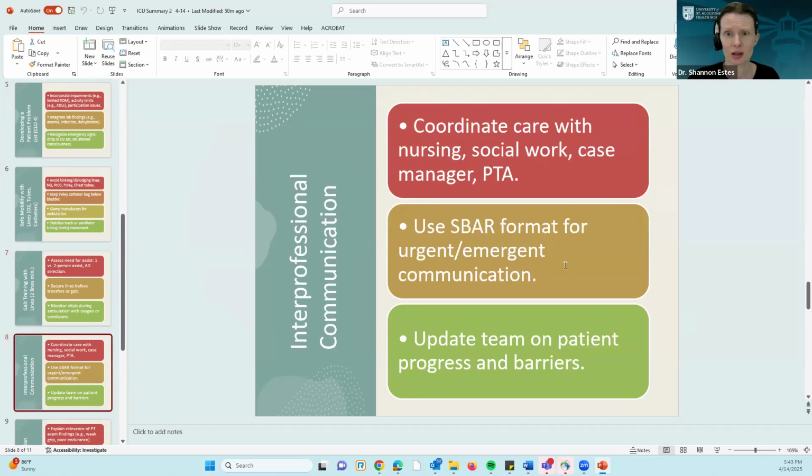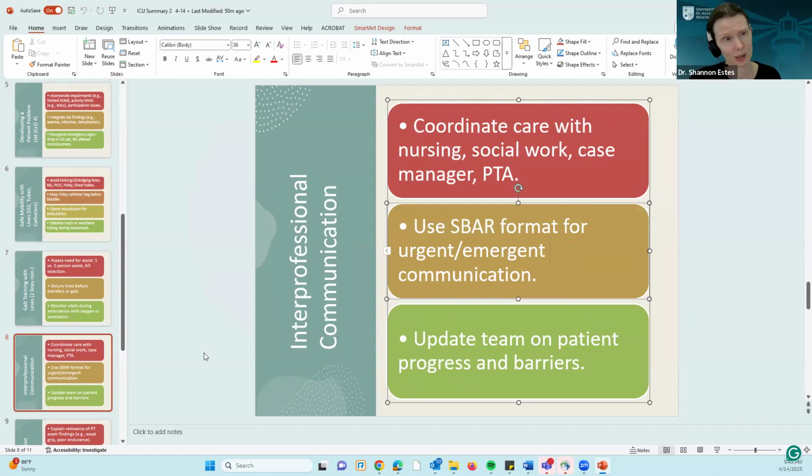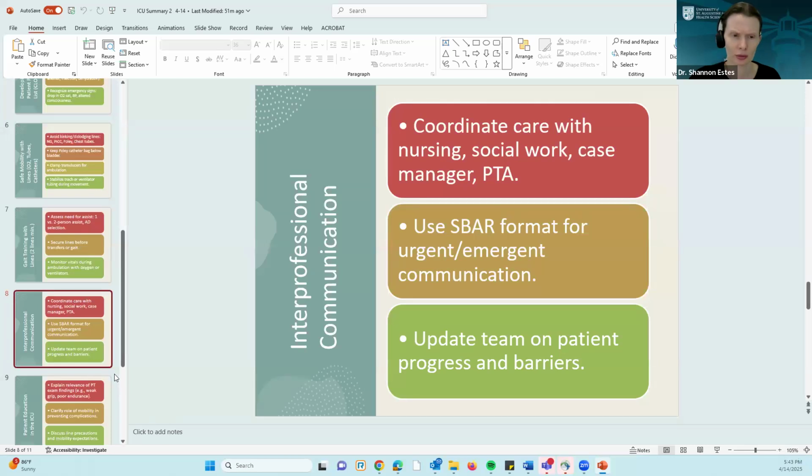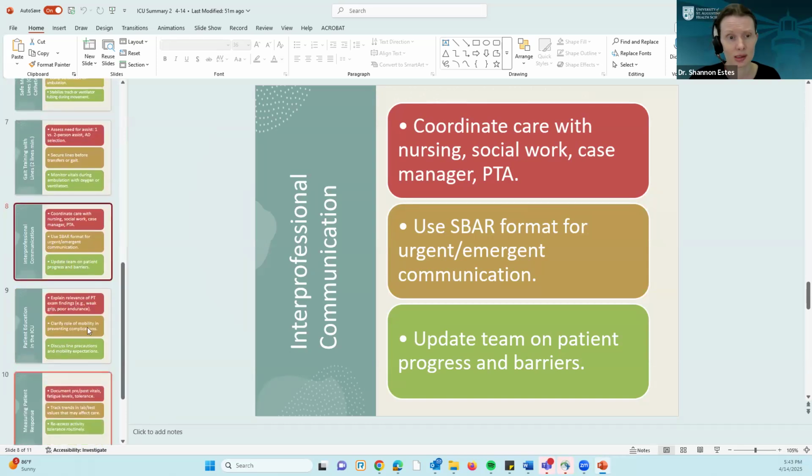Interprofessional communication, we've talked a lot about. This is the big thing that you probably haven't heard of until this course, the S-bar. There was an example of an S-bar in, I think, unit 5, unit 4, maybe. Either way, you're going to use your S-bar communication tool, and there is an example of that.